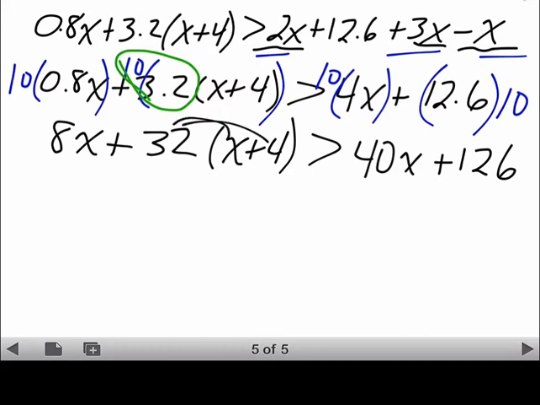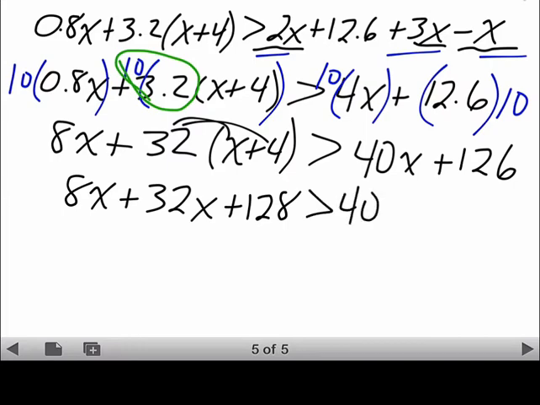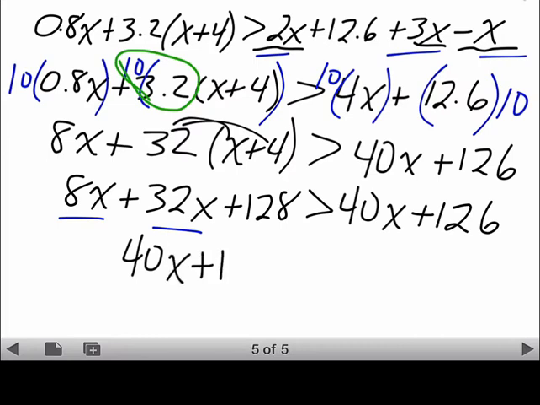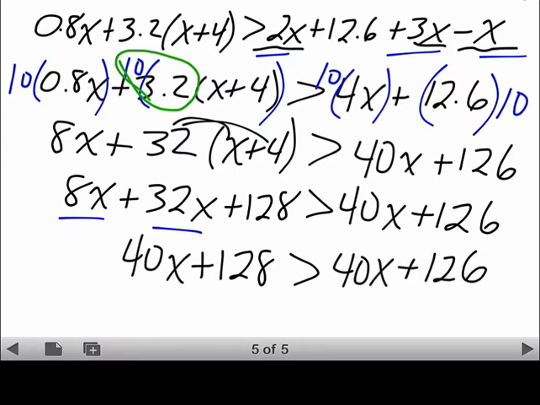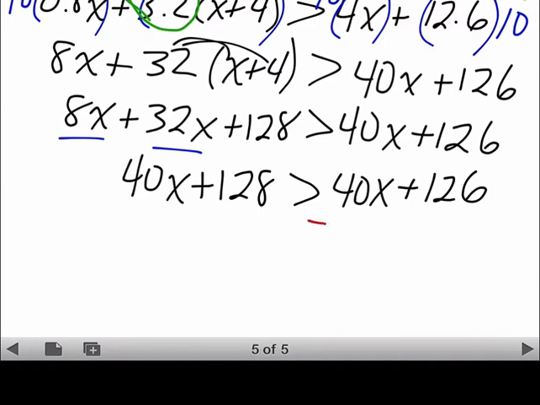Now I'll distribute to clear the parentheses. We have 8x plus 32x plus 128 is greater than 40x plus 126. Now, as usual, I'll collect the like terms on the left-hand side. We have 40x plus 128 is greater than 40x plus 126. This is feeling a little weird, but we'll go ahead and subtract 40x from both sides, and we notice that the variable is going to drop out entirely.